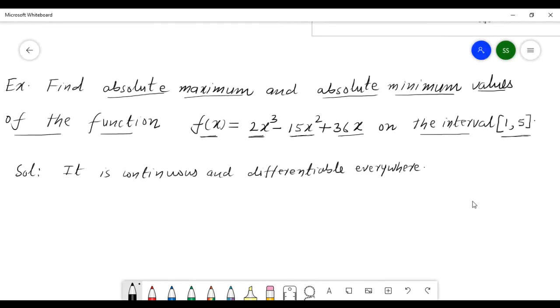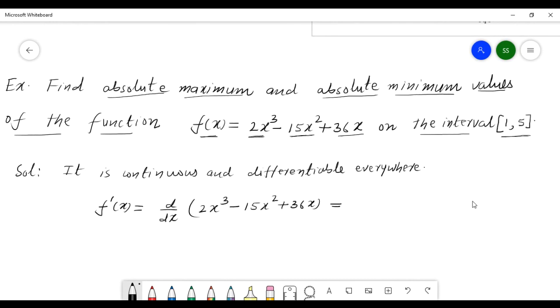Okay. Now, number one, what to do? Find the derivative. That is, first you find the critical numbers. So how to find critical numbers? Find f'(x). Same as the previous question I just discussed. f(x) = 2x^3 - 15x^2 + 36x. This equals what?